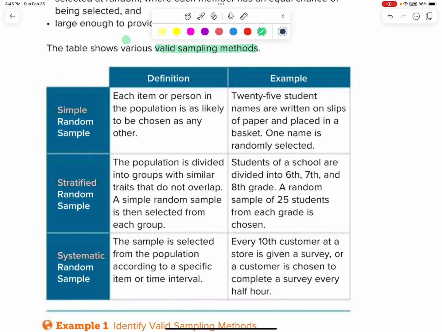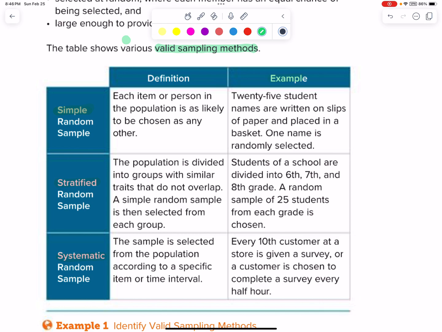The simple random sample says each item or person in the population is as likely to be chosen as any other. So it's the basic situation where everyone is equally likely to be chosen. An example would be 25 student names written on slips of paper and placed in a basket. One name is randomly selected, so everyone has a 1 out of 25 chance.